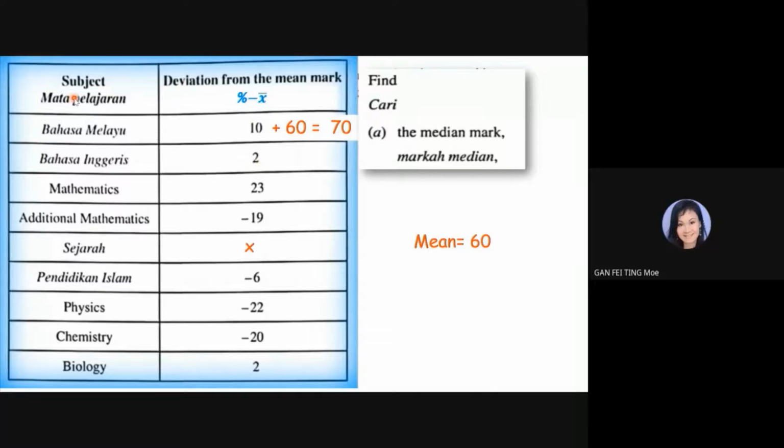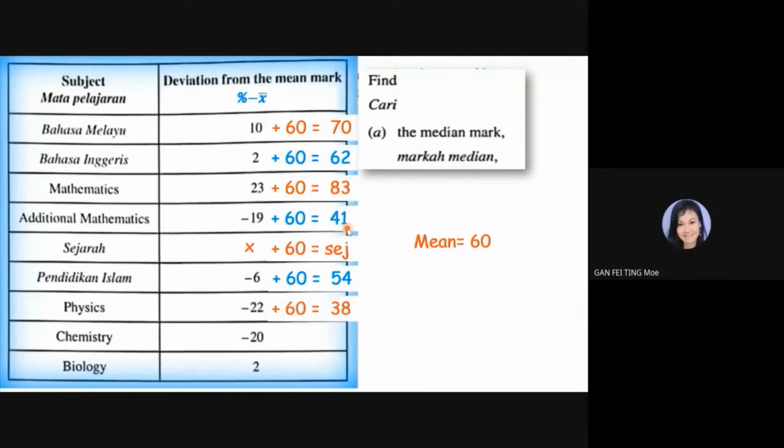What is 2? 2 plus 60, your English is 62. Your mathematics is 83. Your MS is 41. Why? Because minus away from 60, go down 19, so it's 41 marks. So Sejarah, I do not know, so it should be X plus 60. Minus 6 plus 60, my Pendidikan Islam is 54. My physics is 38 because minus 22 marks. My chemistry is 40 and my bio is 62, right? So this is what I get.